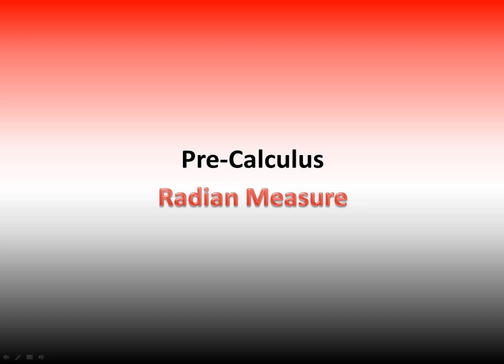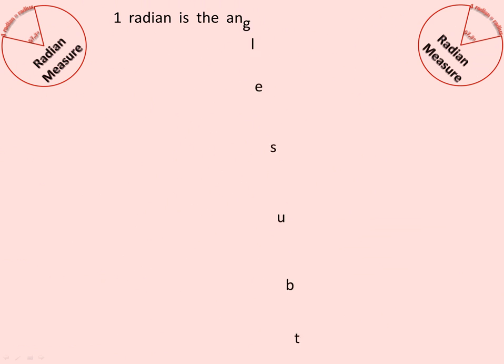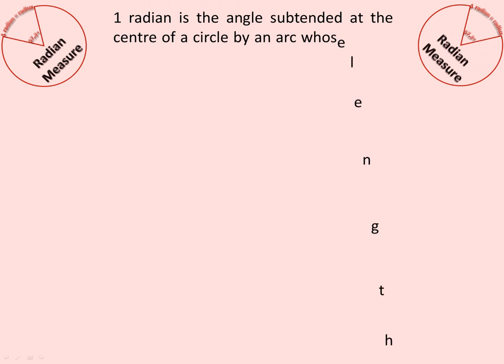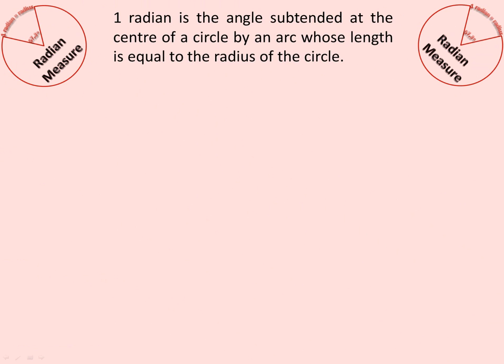Radian measure. This is an alternative way of measuring angles. Instead of using degrees, we use radians, where a radian is defined as the angle subtended at the center of the circle by an arc whose length is equal to the radius of the circle.